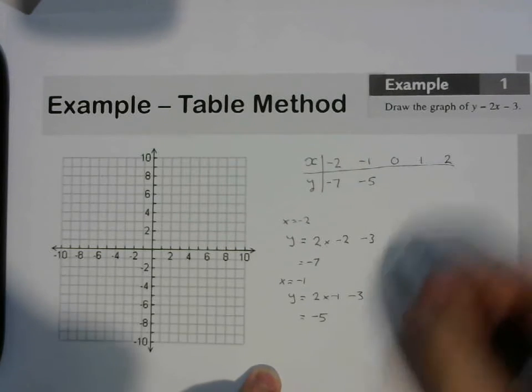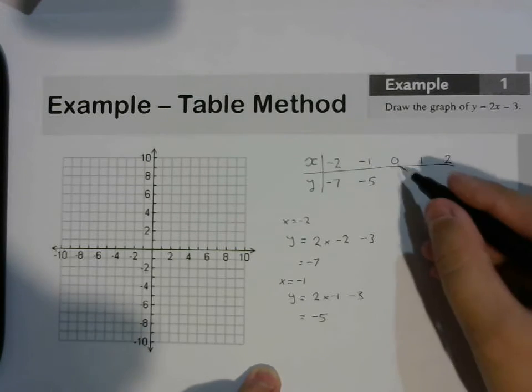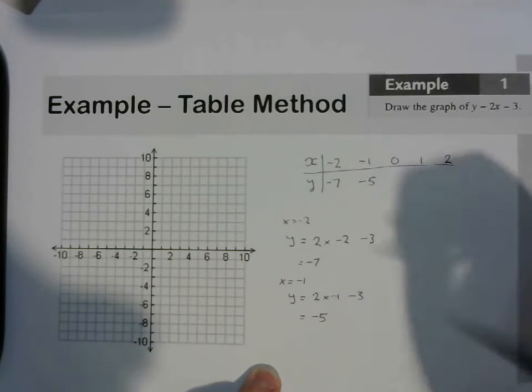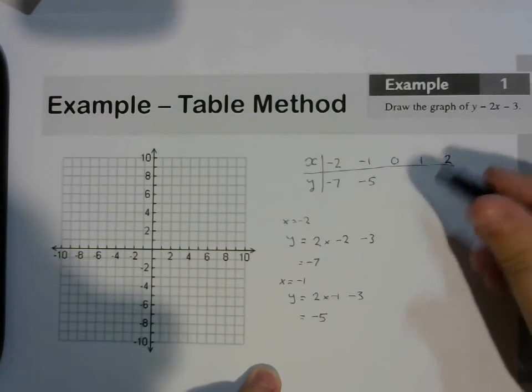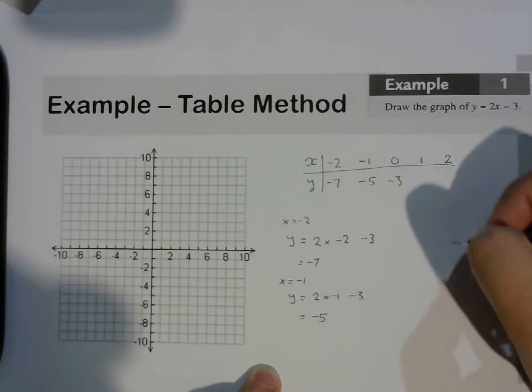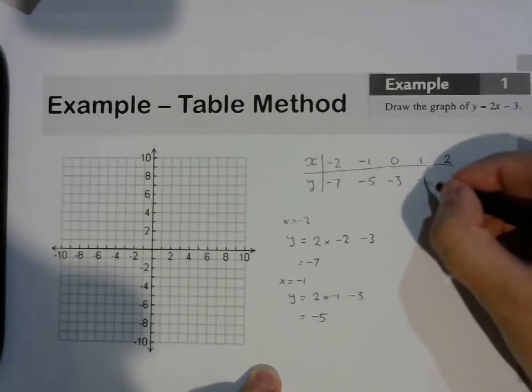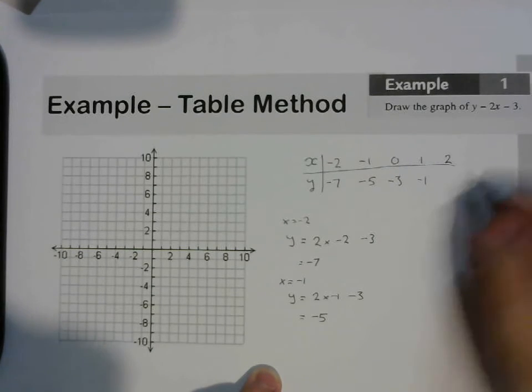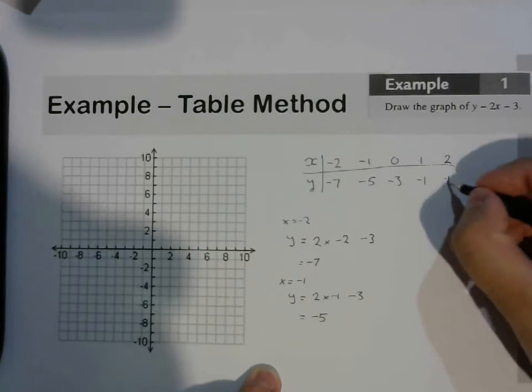And when you do that, you'll find that when x is equal to 0, y is going to equal -3. When x is 1, y is going to be -1. And when x is 2, y will be 1.